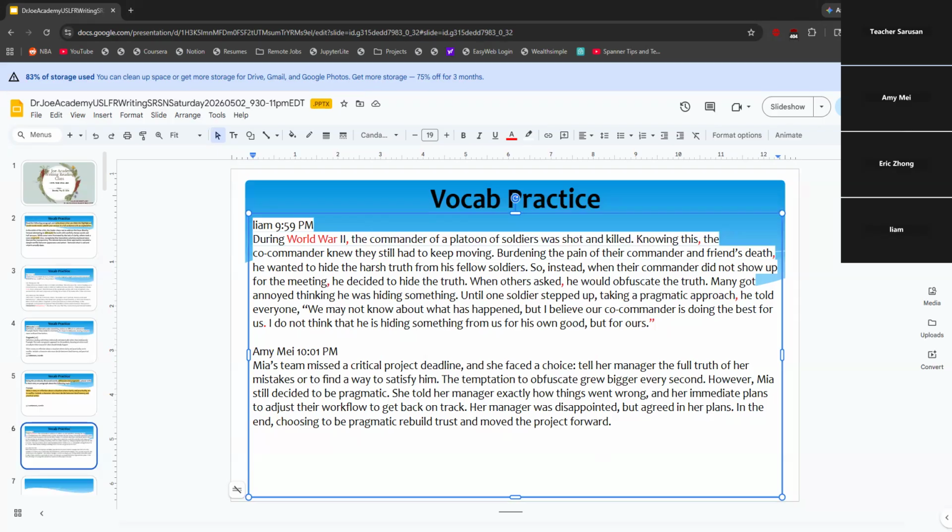Mia's team missed a critical project deadline, and she faced a choice: tell her manager the full truth of her mistakes or to find a way to satisfy him. The temptation to obfuscate grew bigger every second. However, Mia still decided to be pragmatic. She told her manager exactly how things went wrong and her immediate plans to adjust their workflow to get back on track. Her manager was disappointed but agreed in her plans. In the end, choosing to be pragmatic would build trust and help the project and move the project forward.